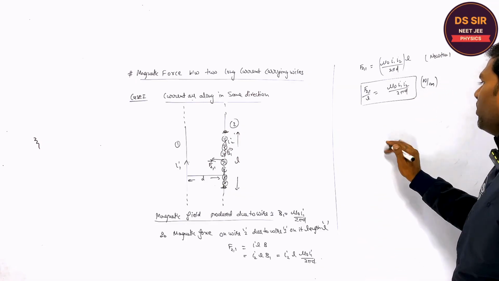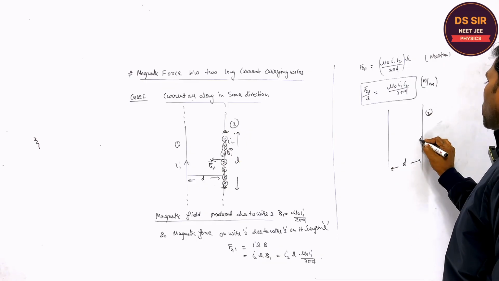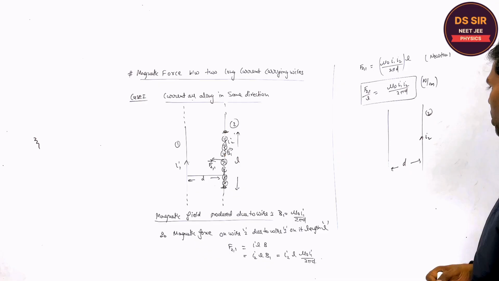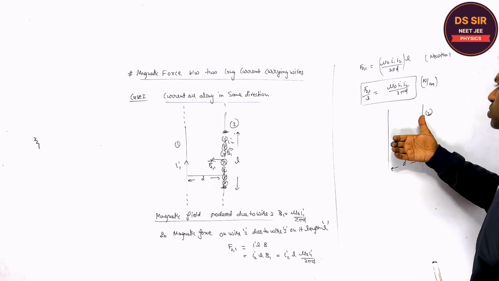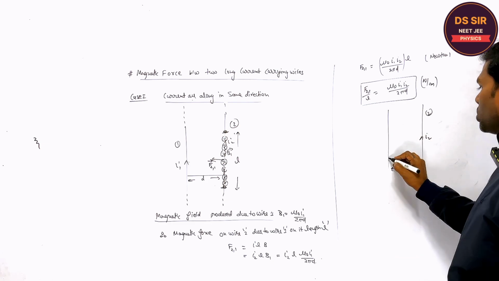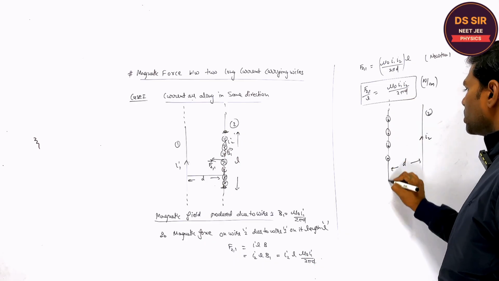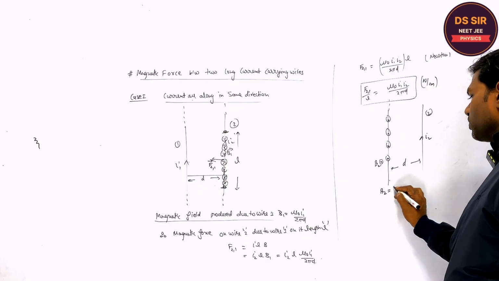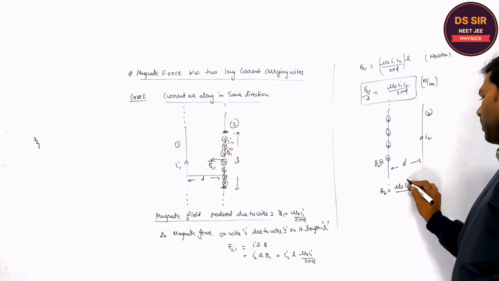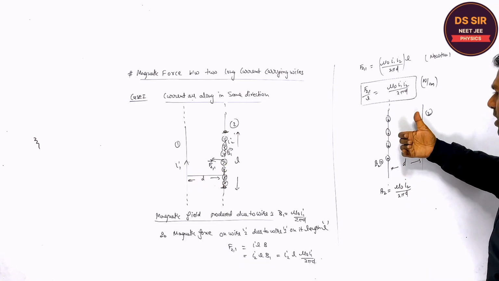In the same way, if you consider this separation d, this is wire 2, and current I2 is in this direction. Because of this wire, the magnetic field is produced out of the board. So here the magnetic field B2 is out of the board. What is B2? Mu naught I2 upon 2 pi d. Is it clear or not?